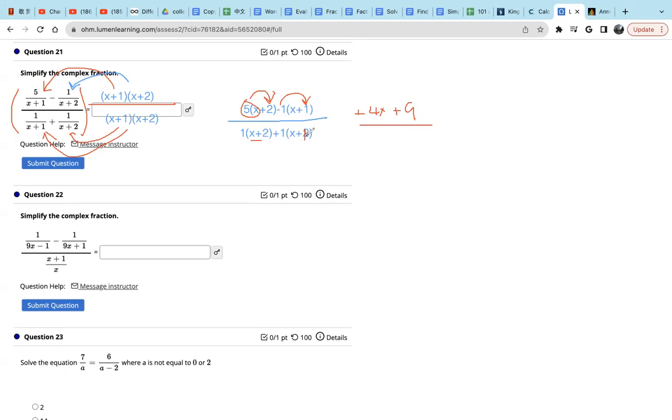Oh, this is a mistake. This is x plus 1, right? Because for the second term, x plus 2 cancels with x plus 2. I have x plus 1 left. So this is x plus 1. x plus x, that's 2x. 2 plus 1, that's 3. So the denominator is 2x plus 3. So the numerator is 4x plus 9 and the denominator is 2x plus 3. So we put this answer in this empty spot.